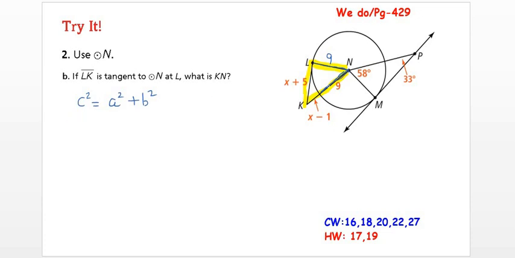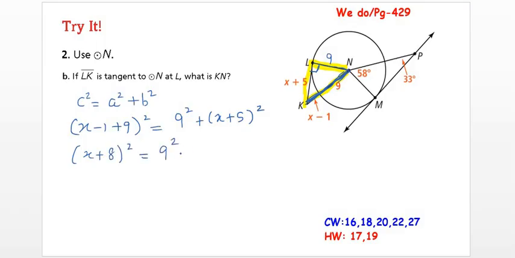C squared is this whole line, KN. So KN will be x minus 1 plus 9, because we have to add x minus 1 and 9. So it will become x minus 1 plus 9 whole squared, because this is the hypotenuse. Then the two short sides where we have the right angle: 9 squared plus x plus 5 squared, right? Because minus 1 and plus 9 gives us plus 8, it becomes x plus 8 whole squared equals 9 squared plus x plus 5 squared.